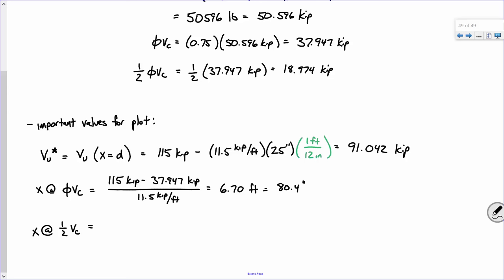The last one is going to be the same thing, only it's a different phi or shear value. All right, and then that gives you, what is it, 8.35? Which is 100.2 inches.